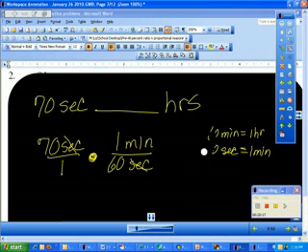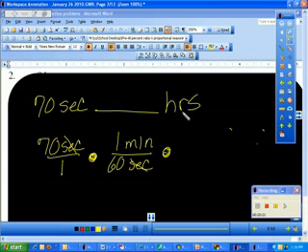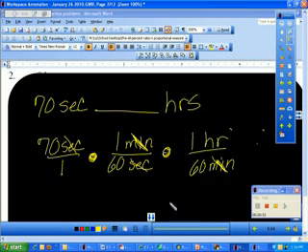Set it up diagonally so that you can cancel your seconds. And then you have to, of course, go from minutes to hours. So you do 1 hour over 60 minutes. Once again, you're going to cancel your minutes that are in the numerator and your minutes that are in the denominator. Multiply everything straight across the top. 70 times 1 times 1 is simply going to leave you with 70.